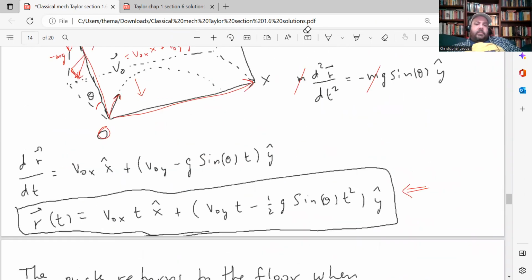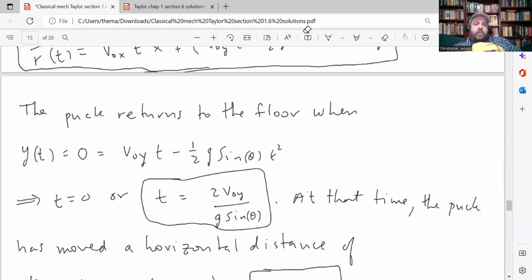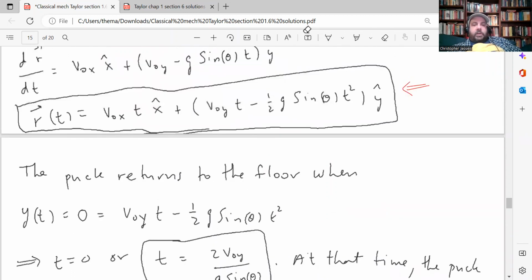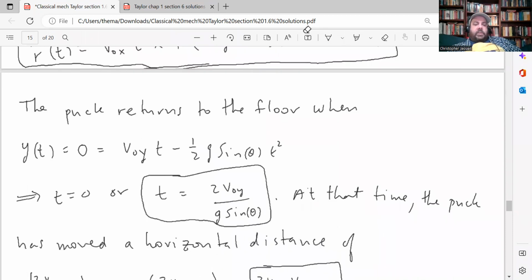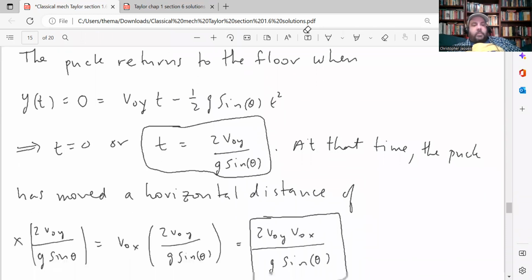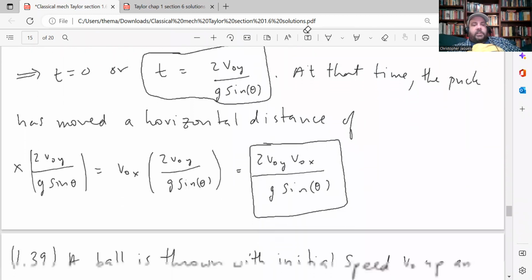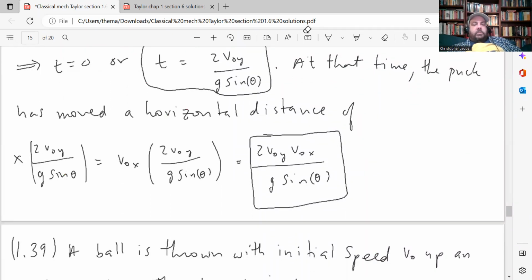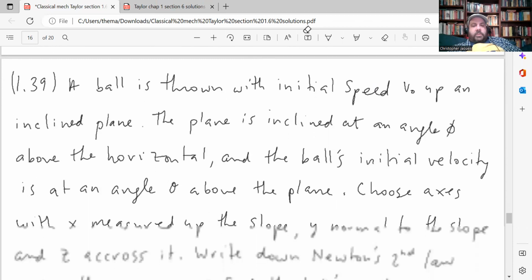Okay, so similar type of problem to the one that we just did. So the puck returns to the floor when y of t is 0. So set the y coordinate equation equal to 0 and solve for t. So you get t equals 0, or t is 2v0y over g sine theta. And at that time, you just plug that in for x to see how far away from the origin it is. Plug that time, 2v0y over g sine theta, in for t in the x coordinate, and you get 2 v0y v0x over g sine theta. So that's the distance from the origin at that time, right? So very similar to the problem that we just did.